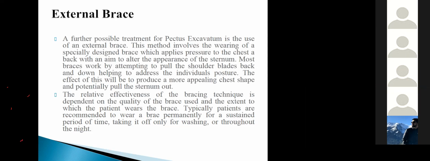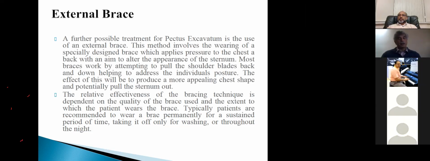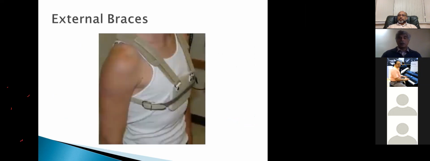But recently, the braces are fantastic. They are like braces you put on the teeth, and you have to keep them for between 1 year to 18 months. And the regression of carinatum is phenomenal. Braces look somewhat like that.